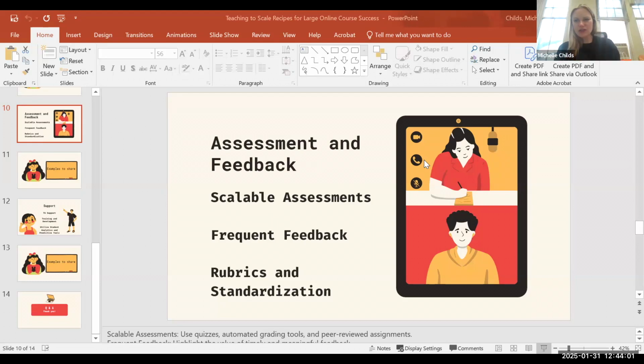I also find, in the large classes, that if it's clear what the rubric is for anything, what I'm looking for, that also decreases the amount of individual communication I have back with students. So thinking about that from the beginning is going to be really helpful.